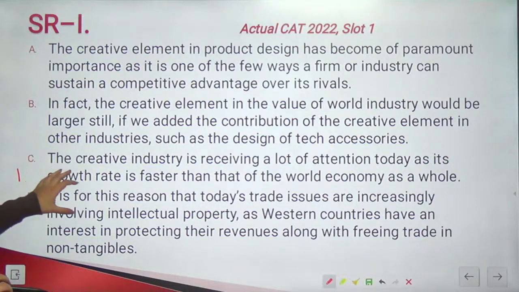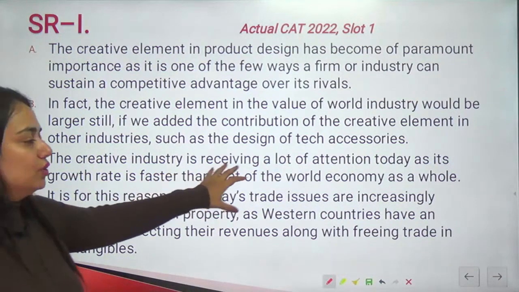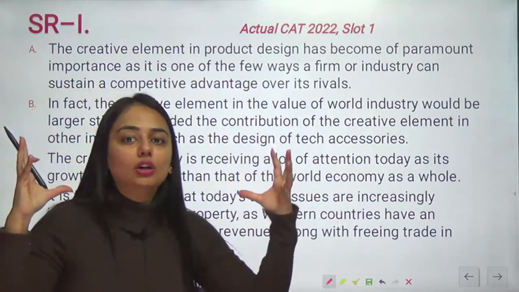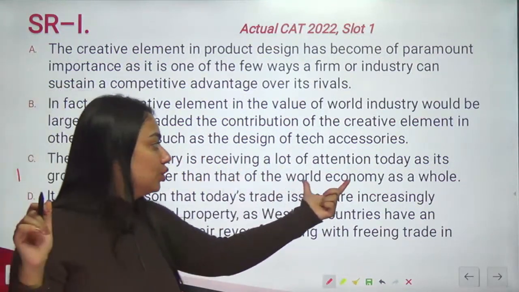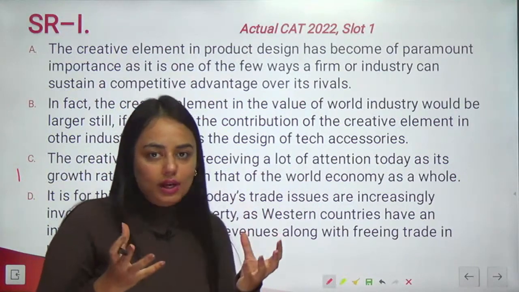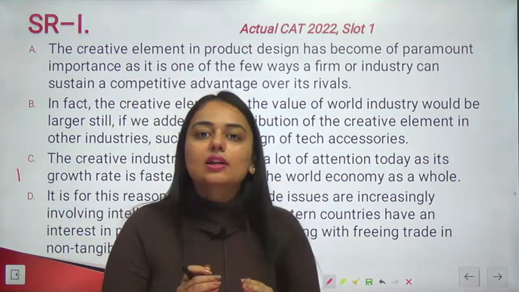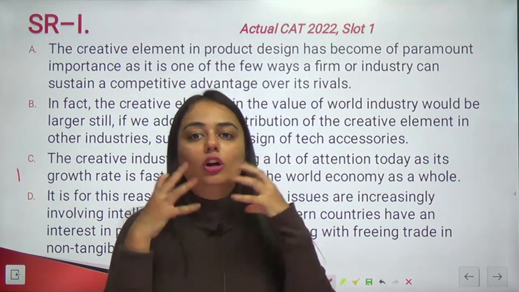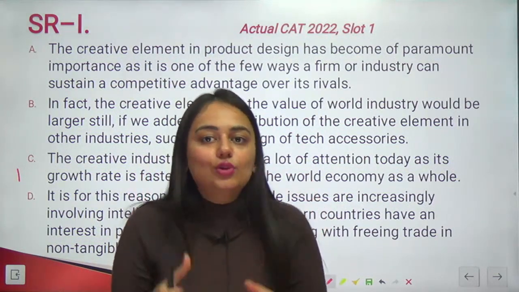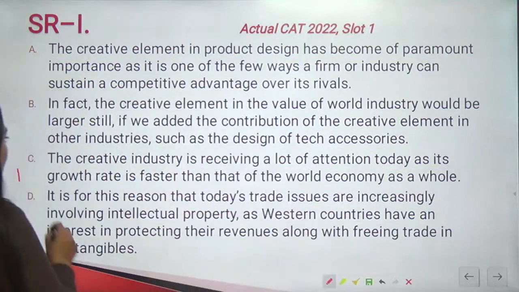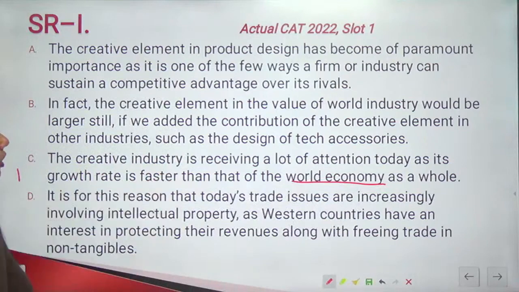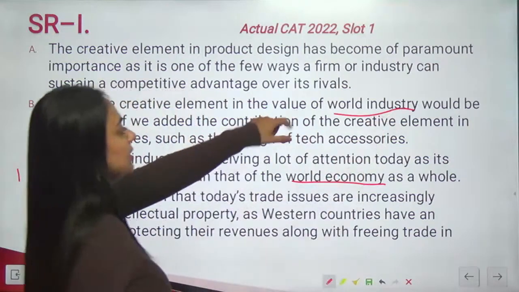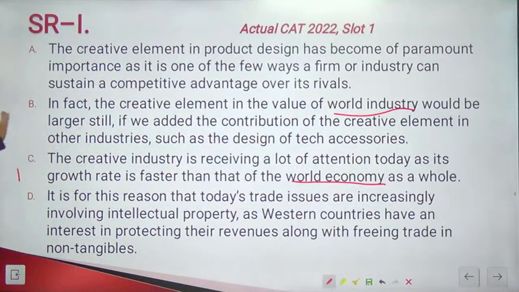Now, when we guess that this is a general kind of sentence introducing us to the topic, it has a broader perspective because it's comparing the creative industry to the whole world economy. So usually when we approach the sentence rearrangement question, you approach the broader perspective sentences first and then you narrow down. So this should be the opening sentence. It's comparing the creative industry to world economy. World industry again is being discussed in this sentence, second one. So this should be the second sentence, right?